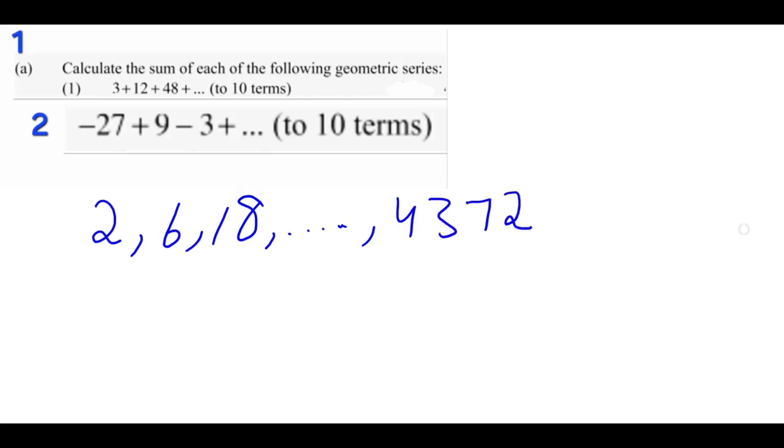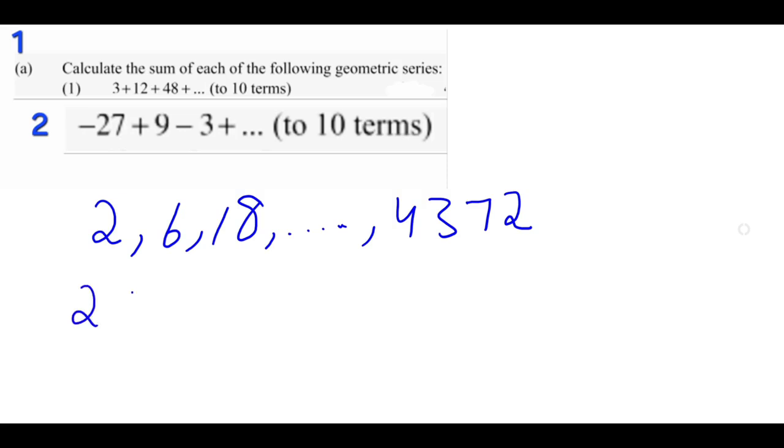For example, we got 2, 6, 18, so on till say 4372. This is the geometric sequence.